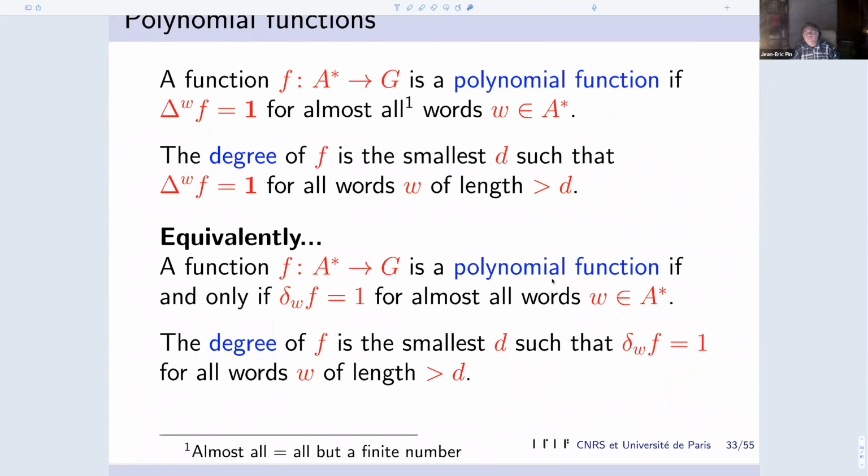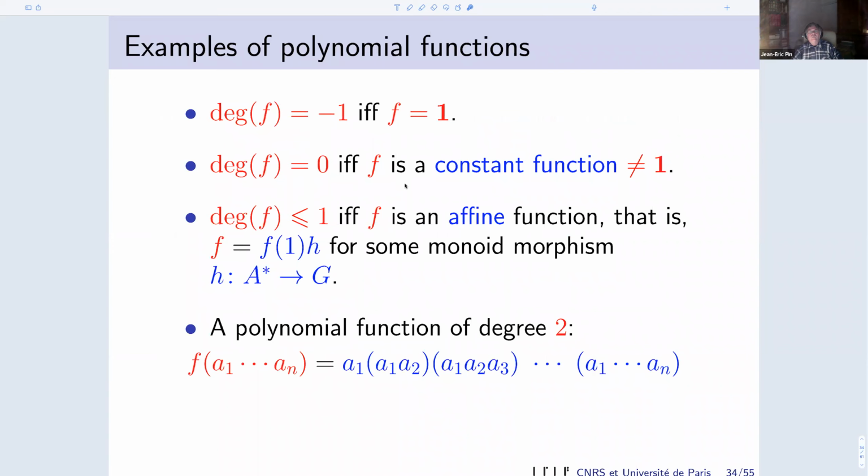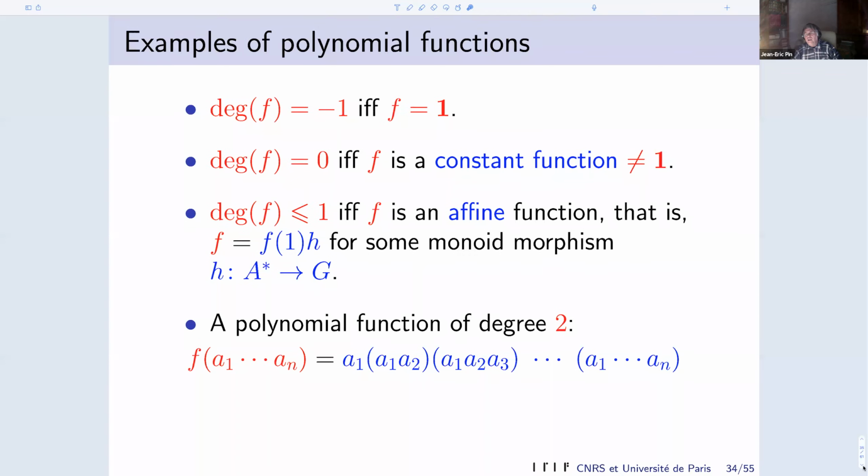Let me give you some examples. The interesting case, if you look at a function of degree 1, it's essentially a monoid morphism up to a translation. It's like an affine function, a translation of a monoid morphism. And if you want to look at a polynomial function of higher degree, you actually just know of one simple example. It's this function, which maps A1 to A1, A1 A2, A1 A2 A3, and so on. Let me hurry up a little bit.